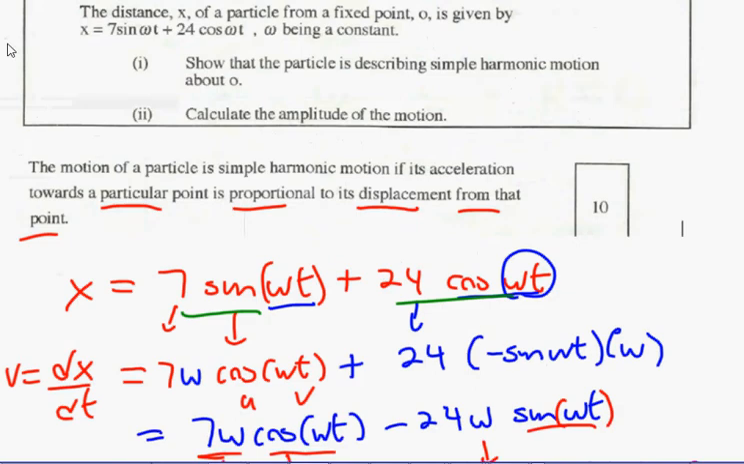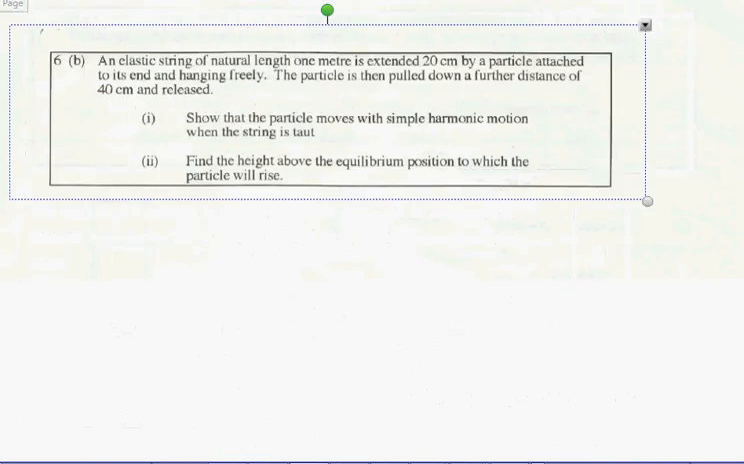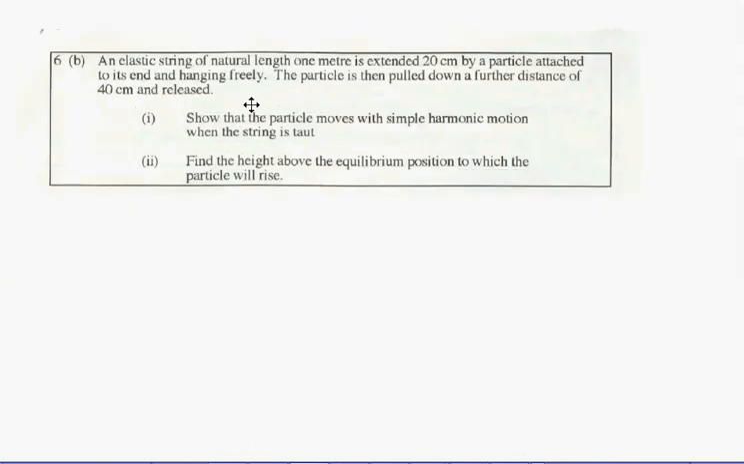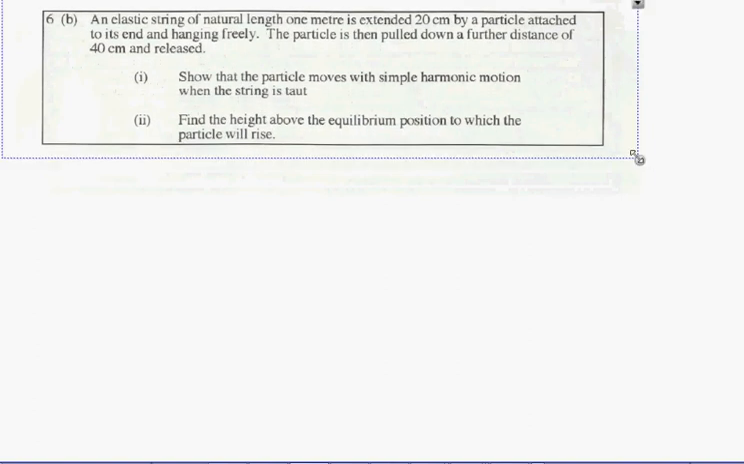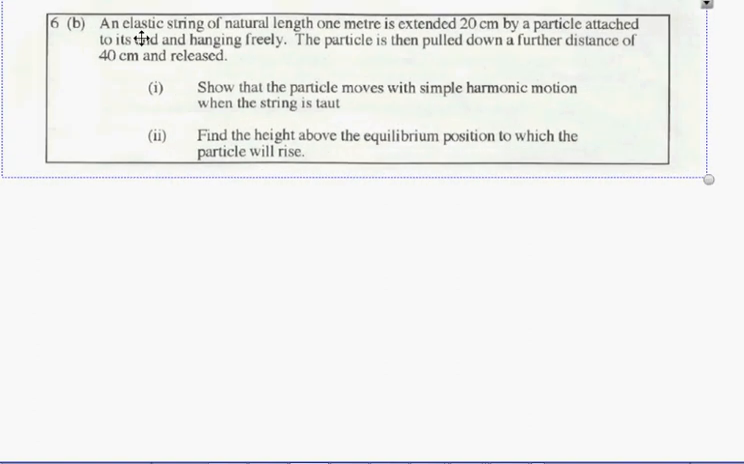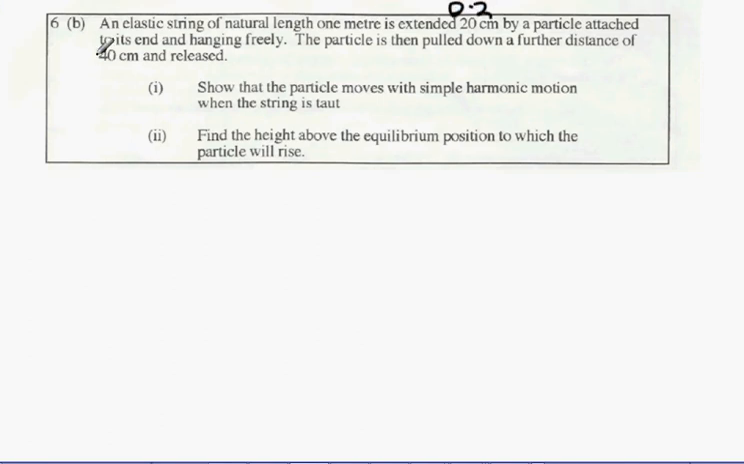So, now we're on to part B. An elastic string of natural length 1 meter is extended to 20 centimeters. Now, 1 meter, 20 centimeters. Let's change these to 0.2. Let's change that one to 0.4. But a particle attached to its end and hanging freely. The particle is then pulled down a further distance of 0.4 meters and then released. Show that the particle moves with simple harmonic motion when the string is taut. Find the height of the particle above the equilibrium position to which the particle will rise.